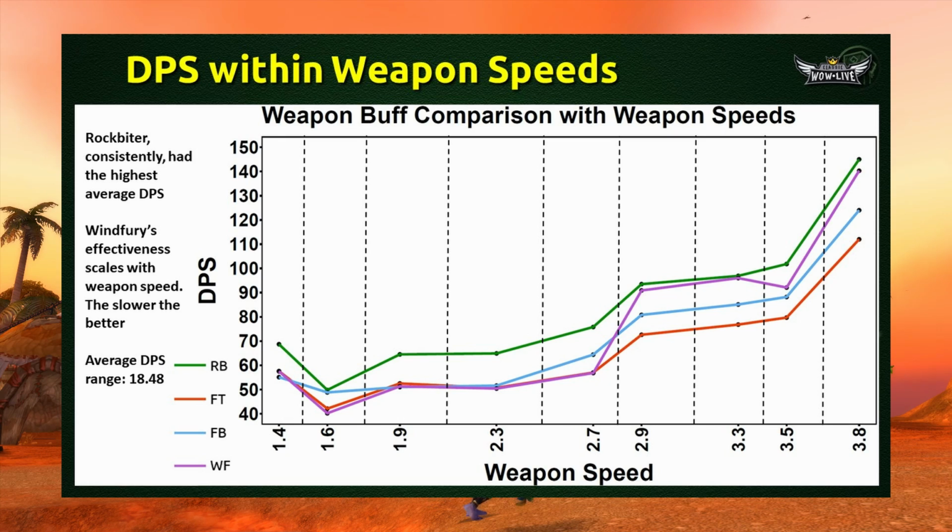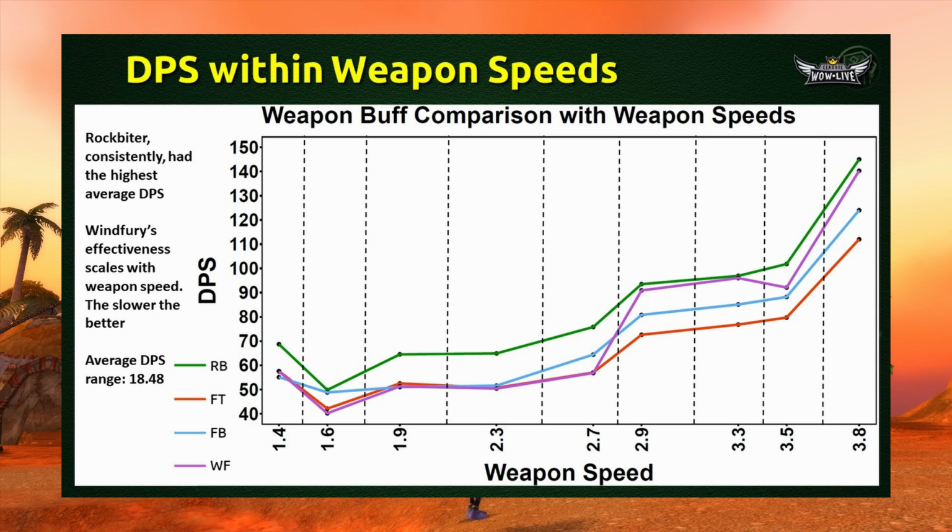Now, what you'll probably immediately notice is that Rockbiter consistently had the highest average DPS. However, Wind Fury's effectiveness scales with weapon speed. The slower the weapon was, the closer Wind Fury became to the top weapon imbue and closer to Rockbiter. This is very important to realize because I did not see this on private servers.